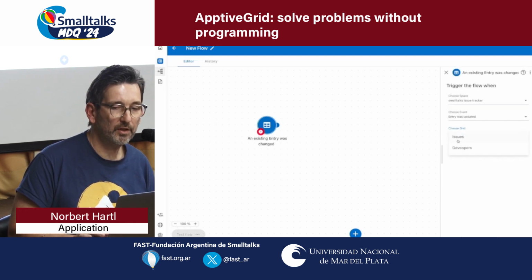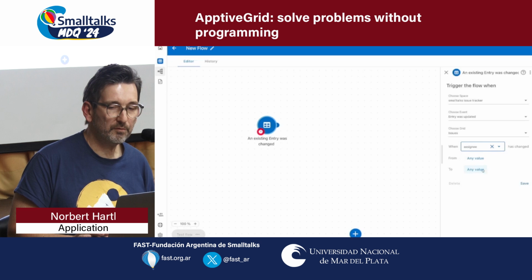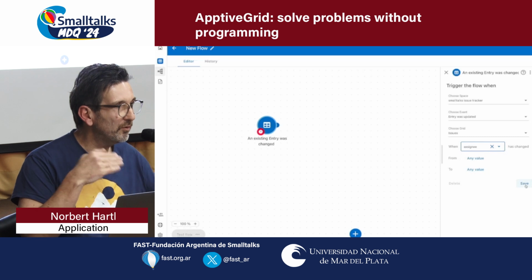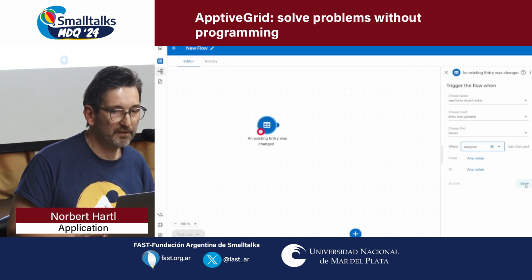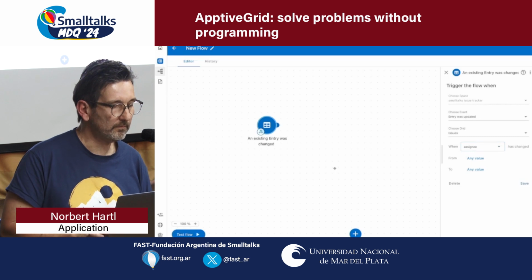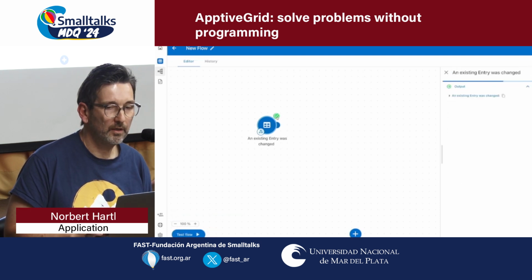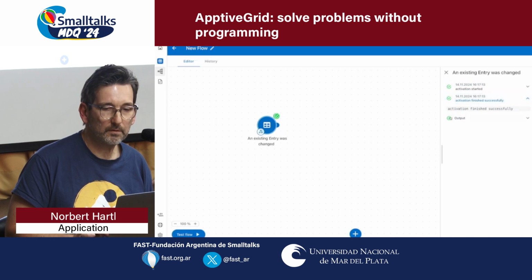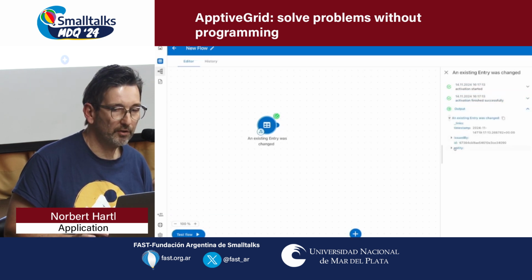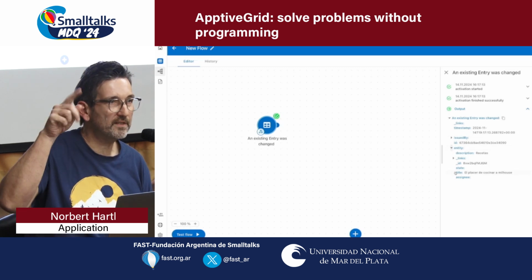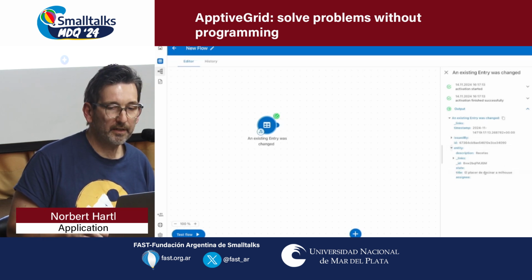So we choose the issues, and then the field assignee. For now, we just leave it at any value. You can even restrict it from one value to another, or from a value to any, or any of these sorts. But this is working. Then you just press the button below, you test the flow, and after clicking here, you get a presentation of the data that's flowing now. So this shows what would have happened if someone assigned this new user, and then you have the new structure.